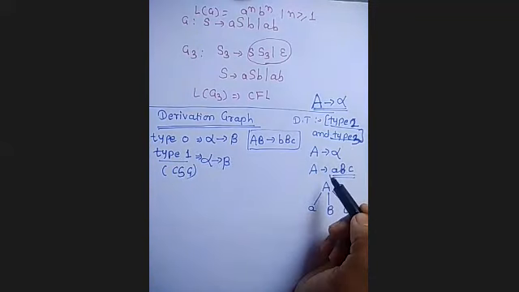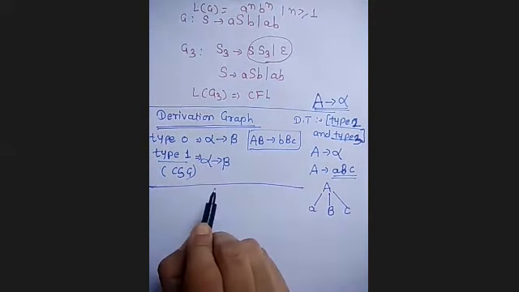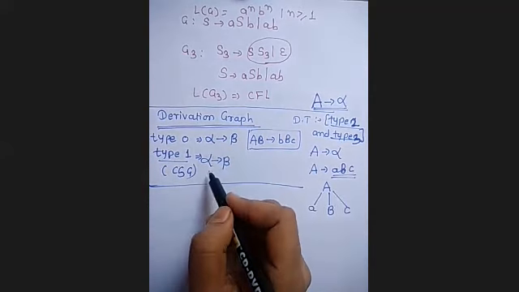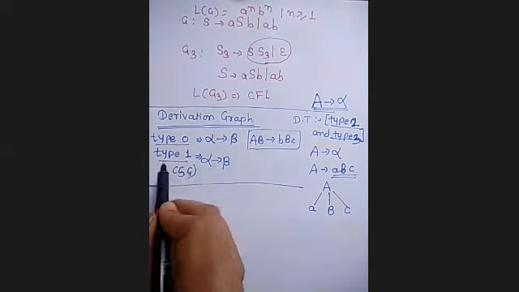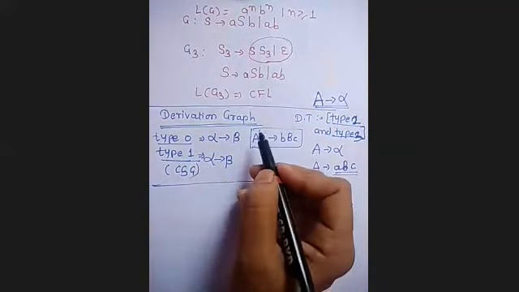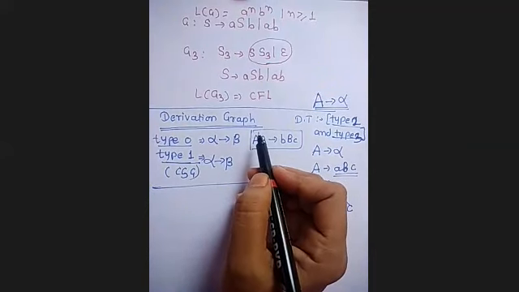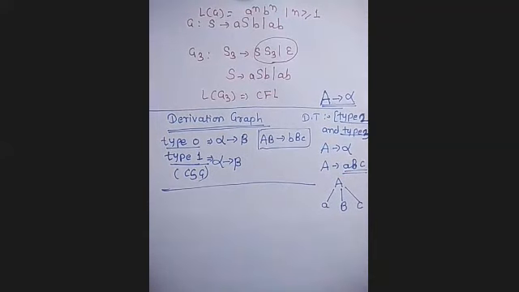But now we are considering the derivation graph. Because of this type of production rule, as a sentential form is appearing on the left hand side, we cannot represent type 0 and type 1 using a derivation tree. So we are going to use a derivation graph. So what is a derivation graph? Here it is a directed planar graph.